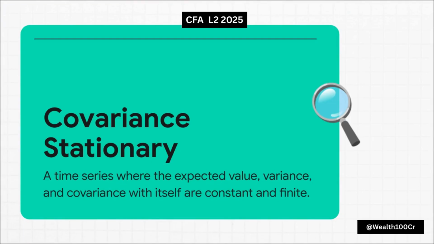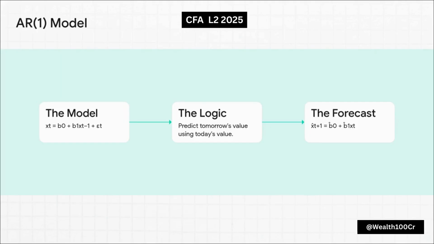Think about it. A stock price that's trending up and up and up is not stationary. Its mean is obviously changing. If you run a regression on non-stationary data, you can get results that look amazing but are actually complete and utter nonsense.